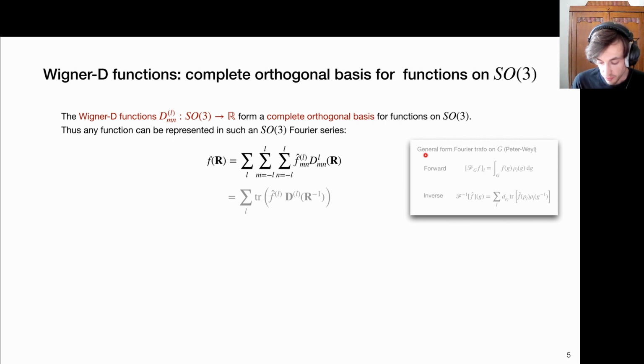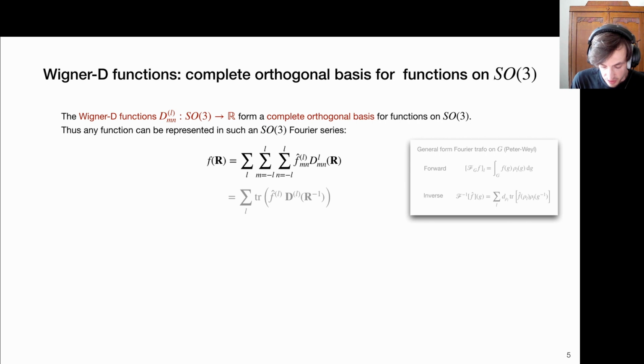And I write it in such a form because previously I mentioned that we have such a thing as a generalized Fourier transform on compact groups, where in the forward Fourier transform we just compute the integral of a function with our representations. And if our representations are matrix-valued, such as now that we have Wigner-D matrices as irreducible representations, then also these coefficients are matrix-valued. And then we also need an inverse Fourier transform coming from this matrix-valued Fourier coefficient and these matrix-valued representations.